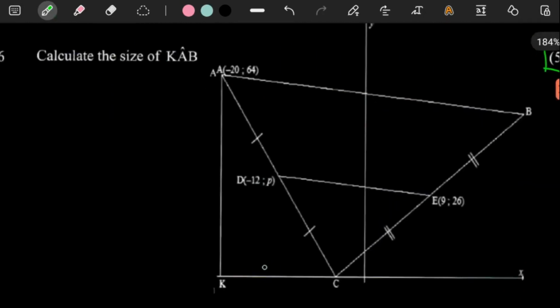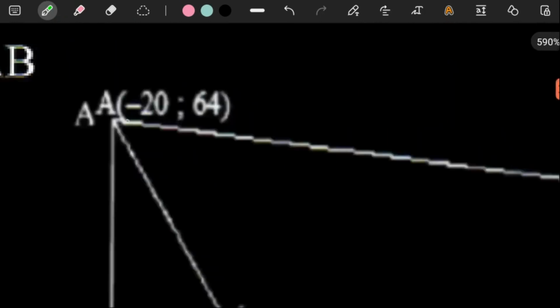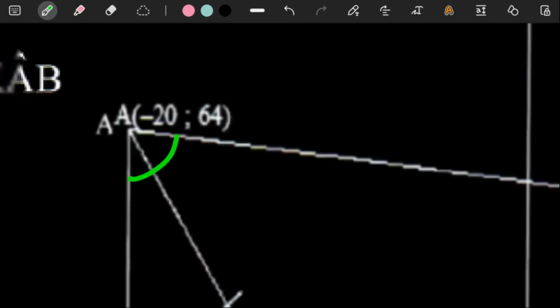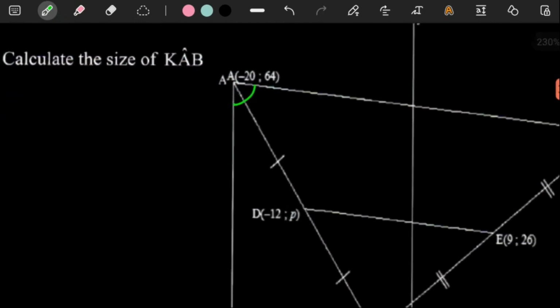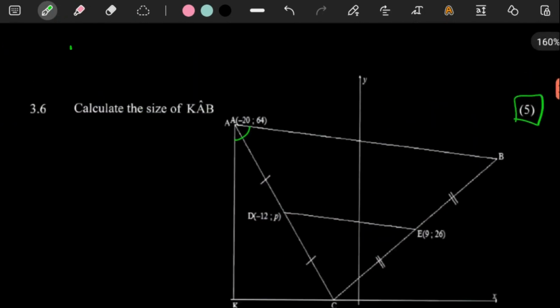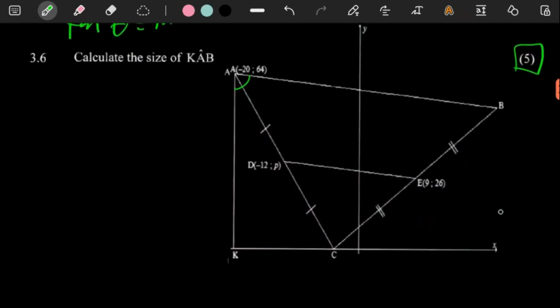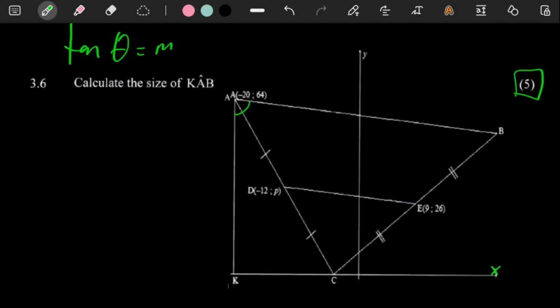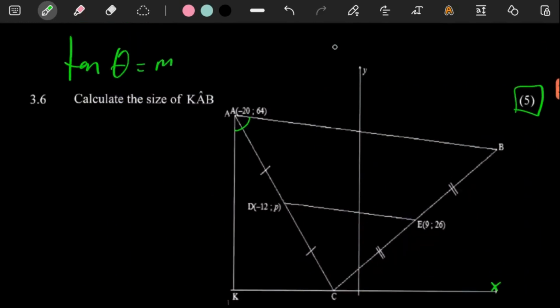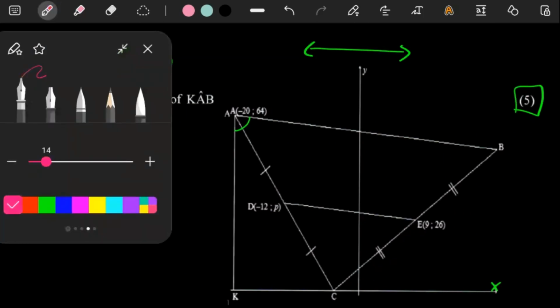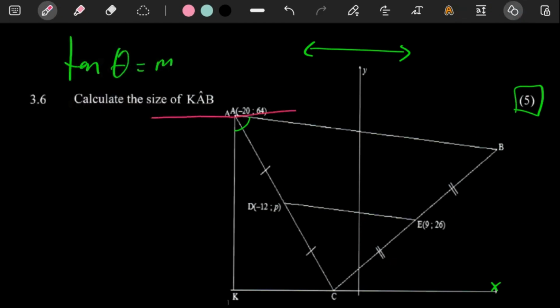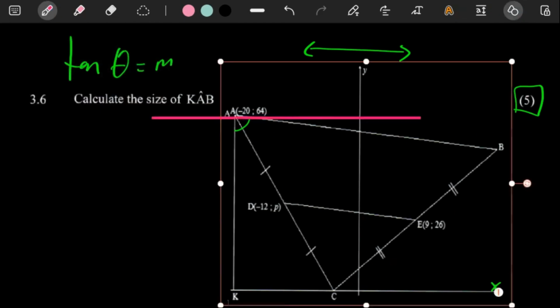So they're asking for KAB. Where is K? KAB is the angle here. The one thing you want to recognize is that you want to be strategic when you get this angle, because when you use the formula tan theta equals m, it's only ever going to give you an angle of inclination with a horizontal line. The line has to be horizontal. So what you can do for yourself is literally put a horizontal line here. It is 100% legal.